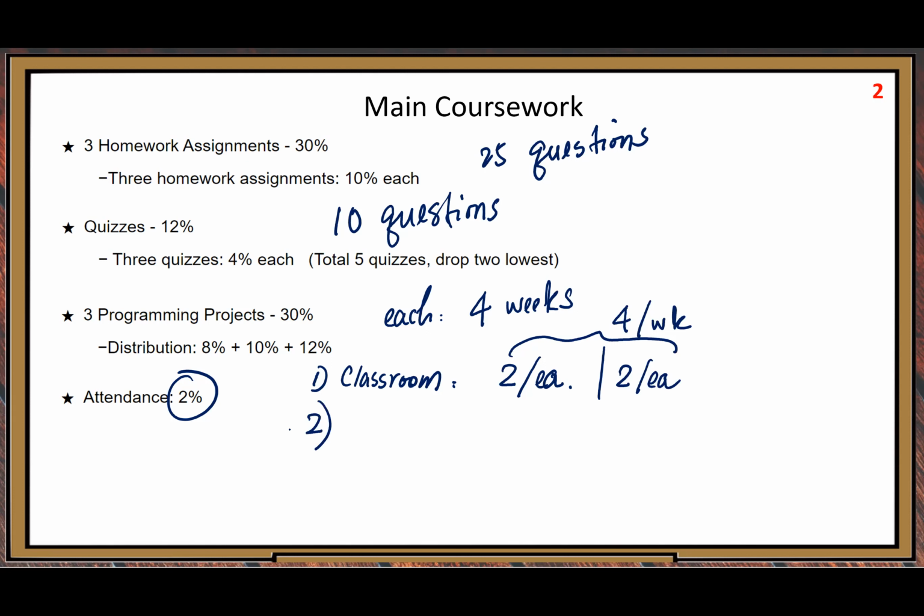The second type is not classroom attendance but remote attendance. I treat remote attendance as weaker than classroom attendance. I still treat it as attendance, but not as strong. I try to set a fair way. So each one is worth 1 point, and for the whole week, you can earn 2 attendance points.